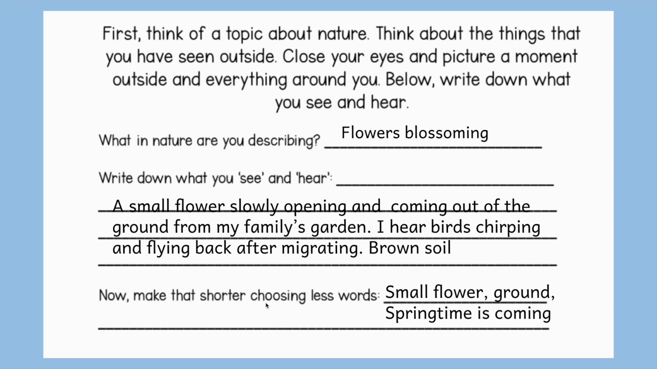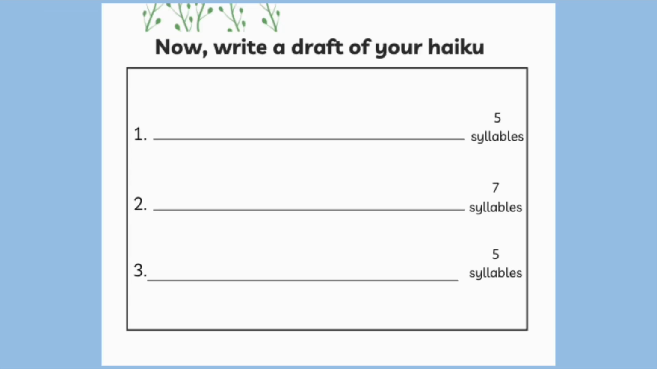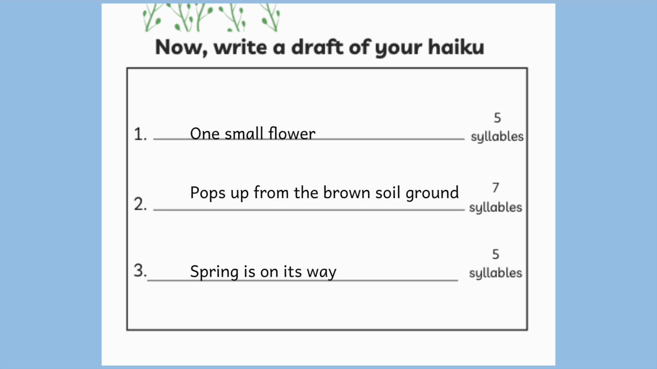I chose small flower, ground, springtime is coming, and I know that springtime is coming because the birds are flying back and I see the flower. You are going to write a draft of your haiku. Let me show you mine first, and then you can go ahead and begin. My draft is one small flower pops up from the brown soil ground. Spring is on its way.